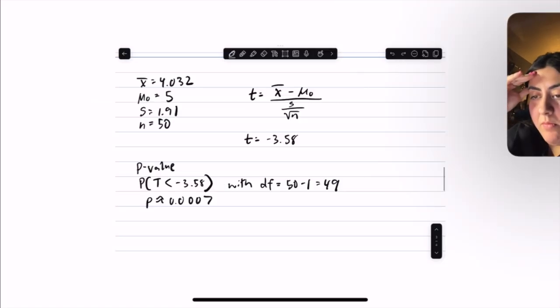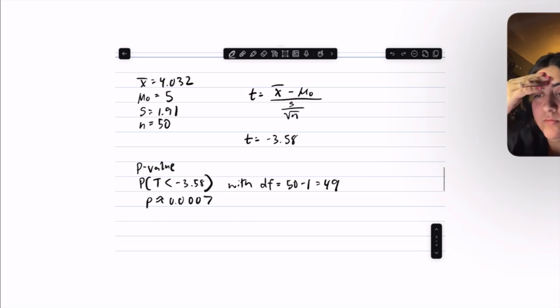The math for this part: you find the t critical value, and then using software, I found the p-value for when t is less than negative 2.58 with 49 degrees of freedom, and that gets you that very low number right there.